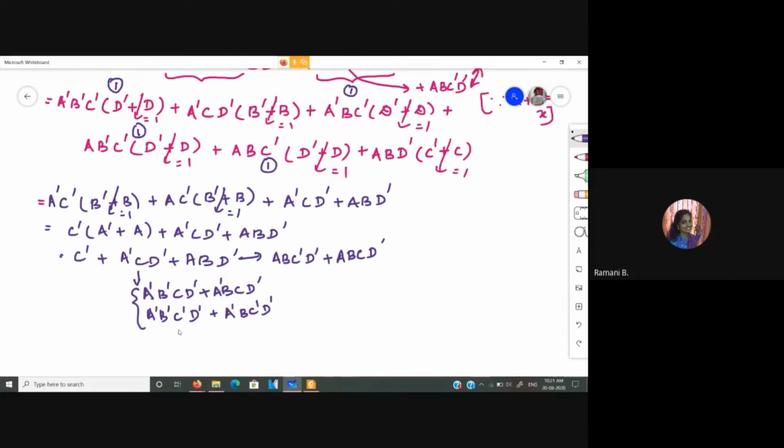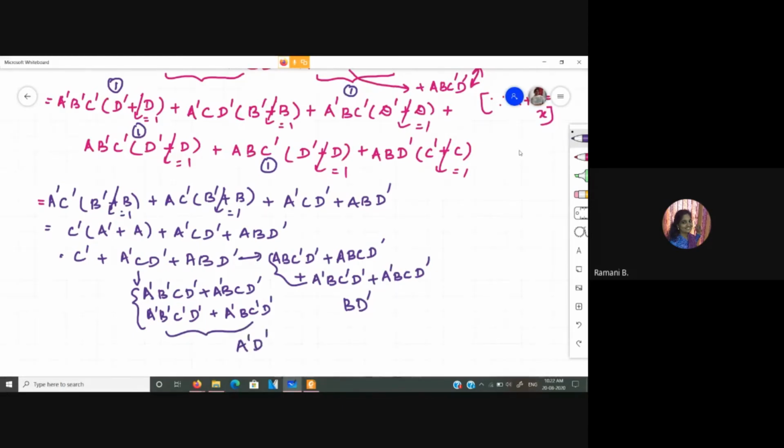Okay. And similarly here I need 12 and 14 are there. So I need 4 and 6 again for this. So A bar, B, C bar, D bar plus A bar, B, C, D bar. With these two terms added to this, I can get B, D bar. And these four will give me A bar, D bar.